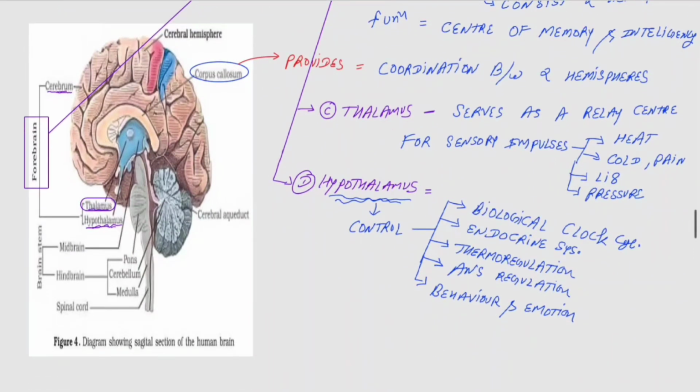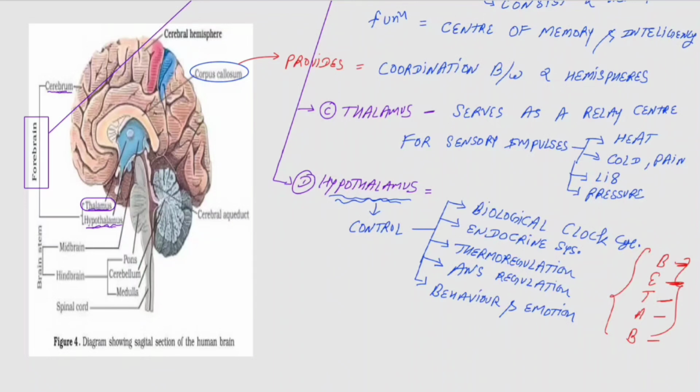Now, a trick for the hypothalamus. This is BETA. B stands for biological clock cycle. E stands for endocrine system. T stands for thermoregulation, and A for ANS regulation, and behavior and emotions are also controlled by the hypothalamus. That's all about the forebrain.